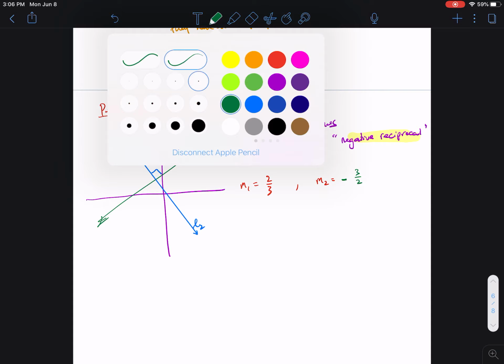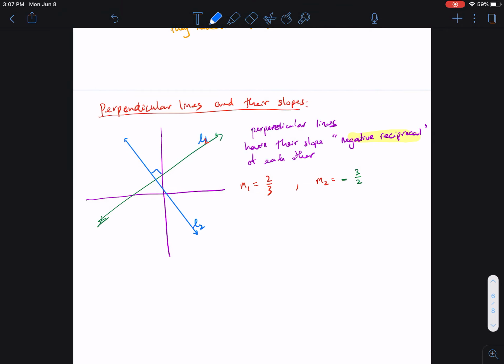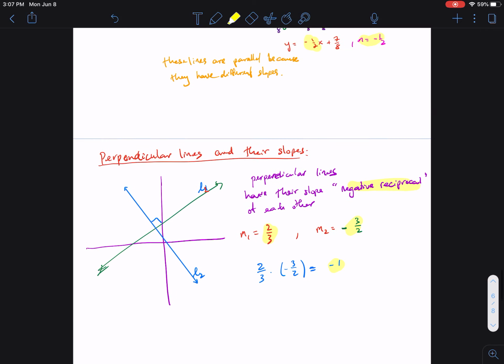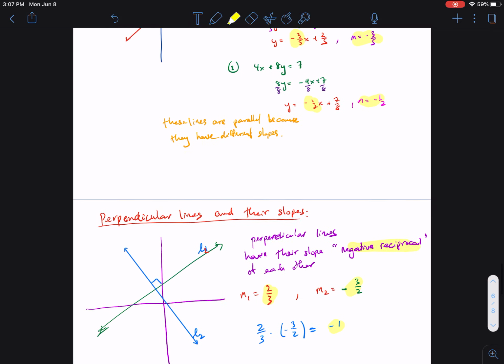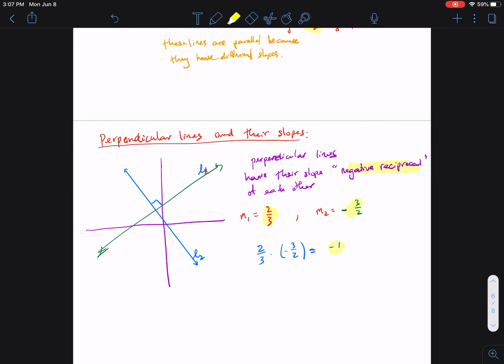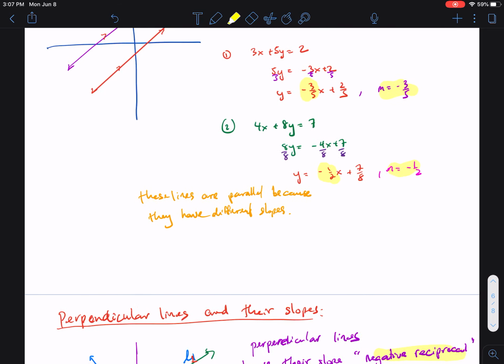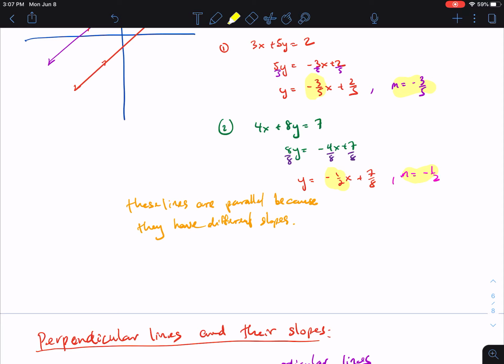Notice that if we multiply these two slopes together, we get negative 1. This is just a side note. 2/3 times negative 3/2 equals negative 1. So perpendicular lines have slopes that are negative reciprocals, or the product of their slopes equals negative 1. So when you're asked to show if two lines are parallel or perpendicular, you just solve for the slope-intercept form as we did here, and then extract the slope and compare them.